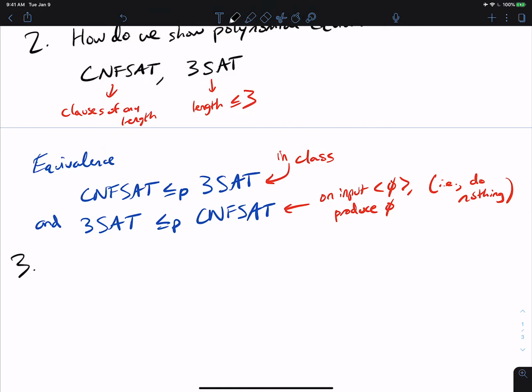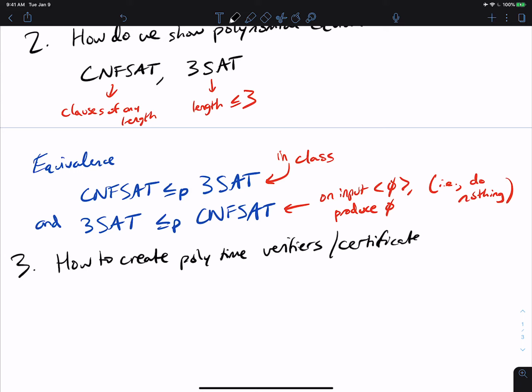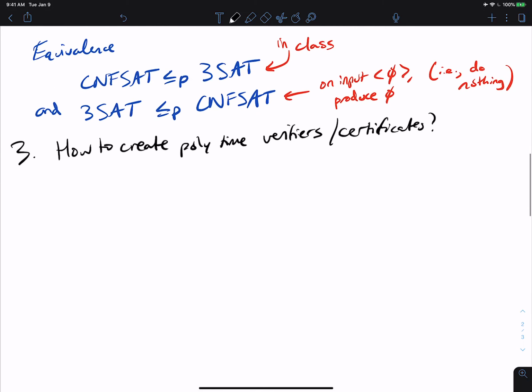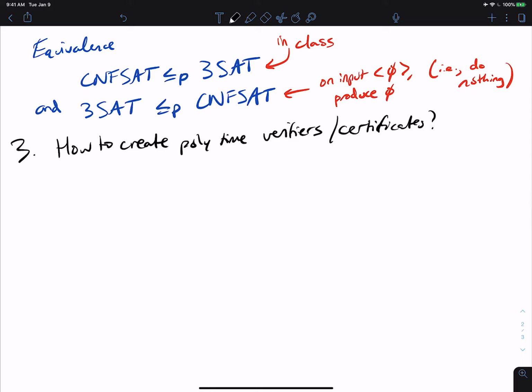The third question that was asked is how to create polytime verifiers and certificates. So how do we create polynomial time verifiers and certificates? The vast majority of the time, this is really, really easy to do. And if you're spending a lot of time thinking about what the verifier is and what the certificate is, you're very likely thinking way too hard.